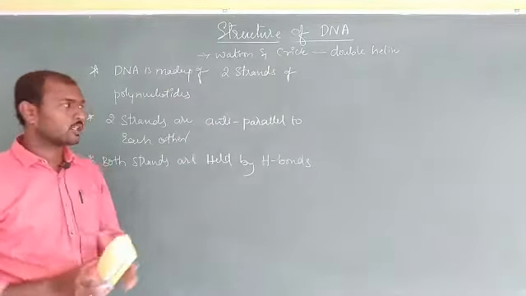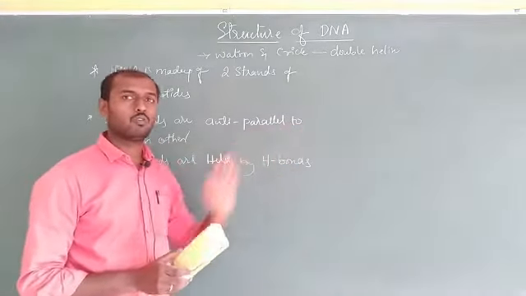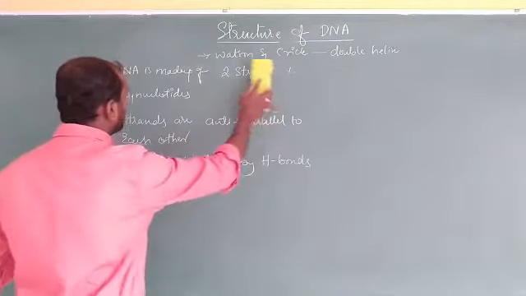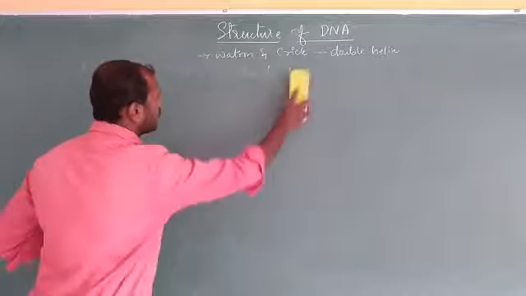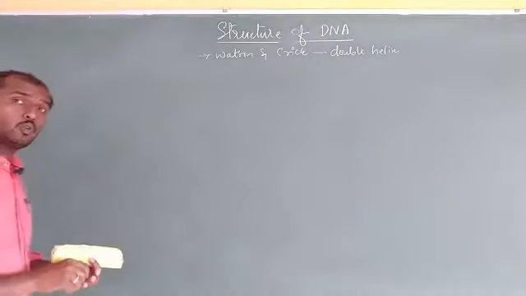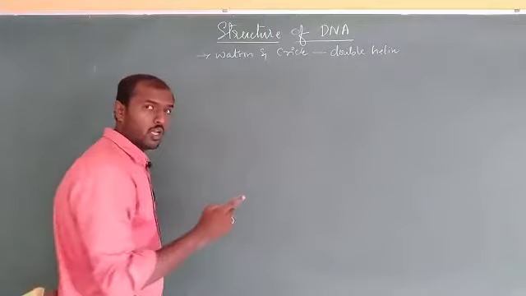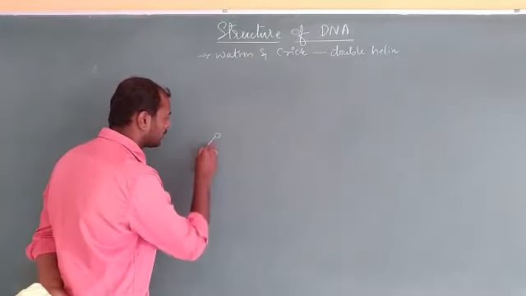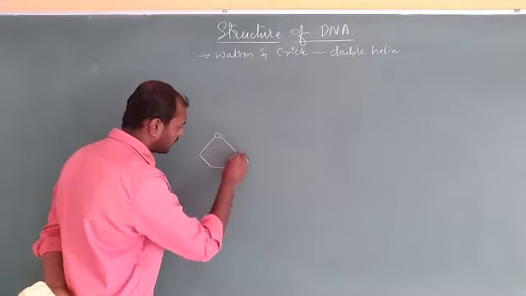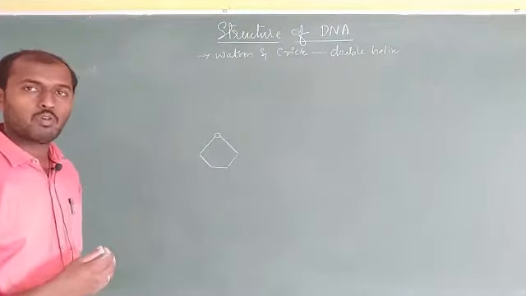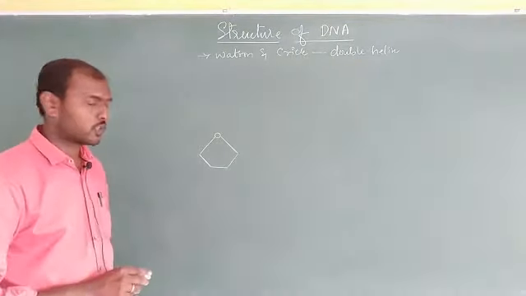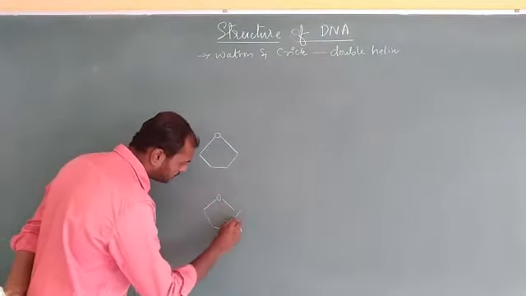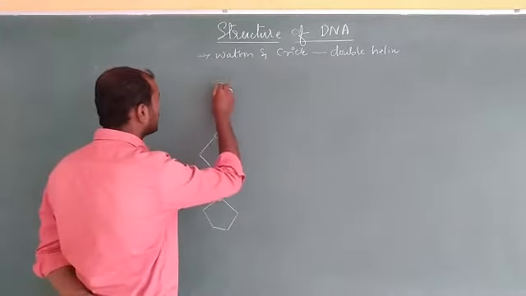So let's construct the DNA and see how it looks using this data. Let's draw it and see how it looks. When you look at the DNA, first we require two polynucleotides. Let's construct the first polynucleotide first. Later we'll go on to study the complete DNA structure.